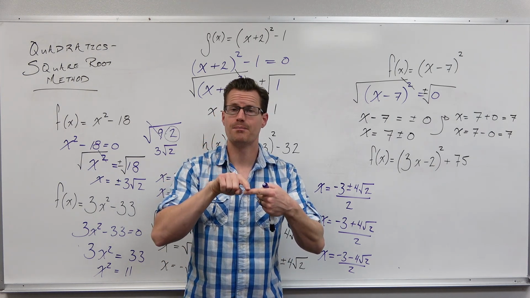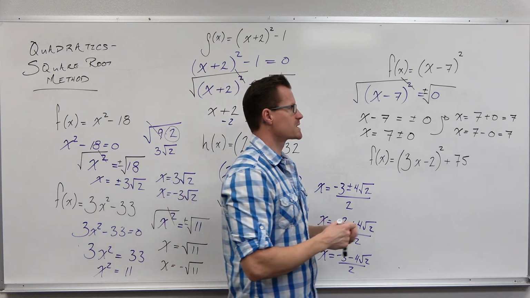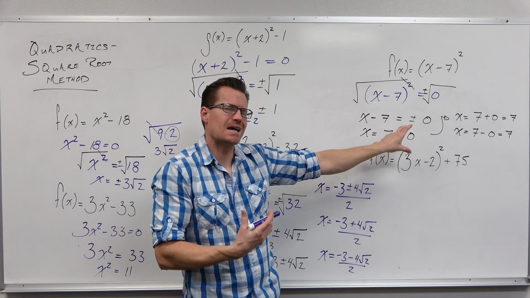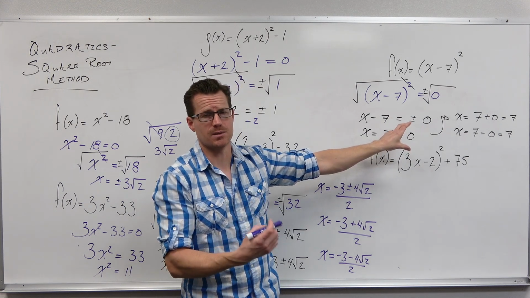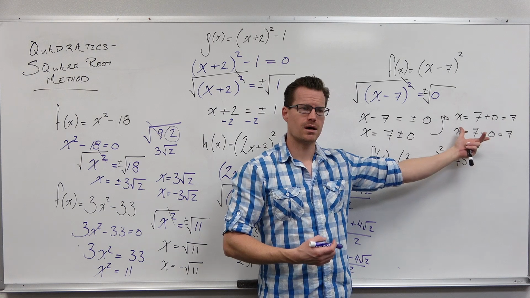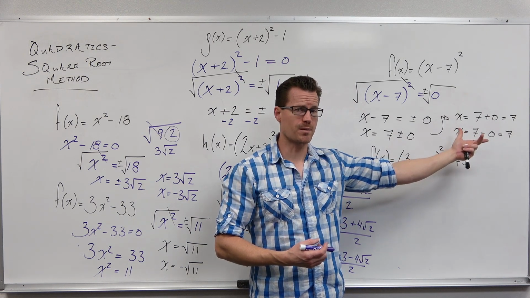Your vertex is bouncing right off of it. This we would say is one real solution. Technically, yeah, you get 2 solutions, but they're the same. So it's really just one real solution. There's no imaginary numbers here. That's it. Now, I'll make you a promise.